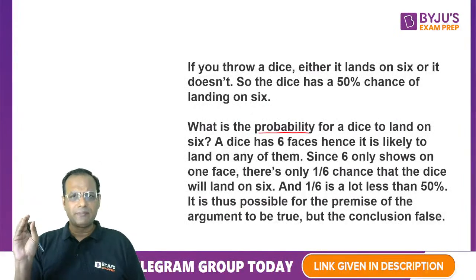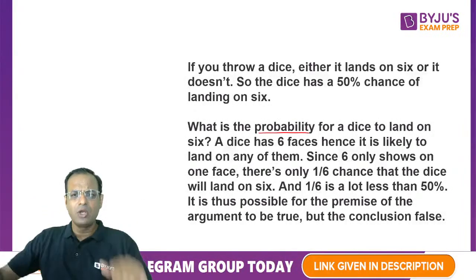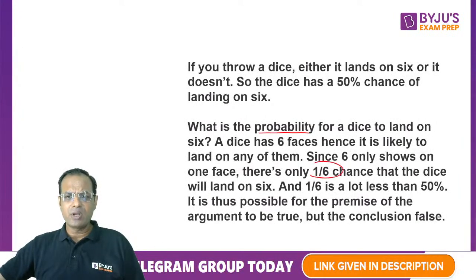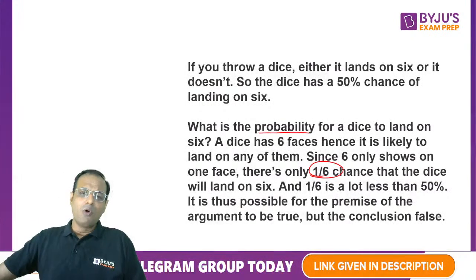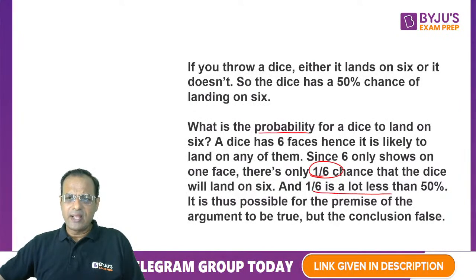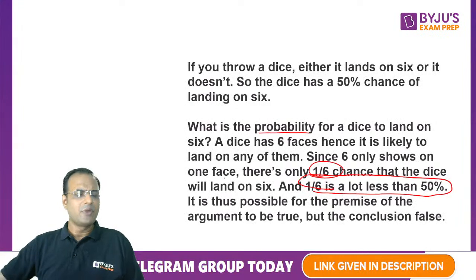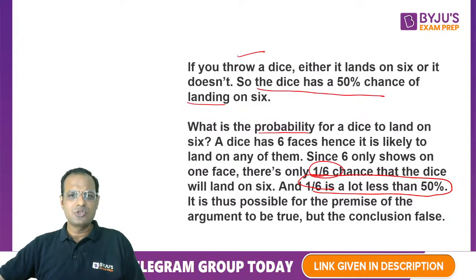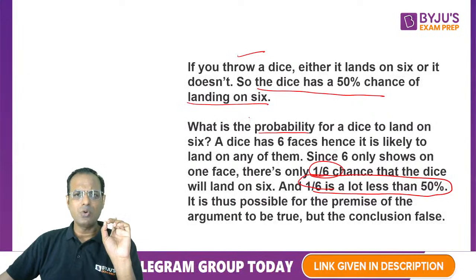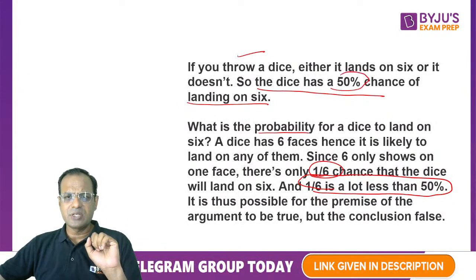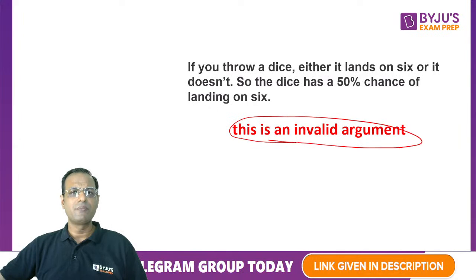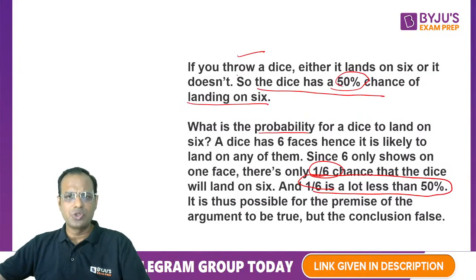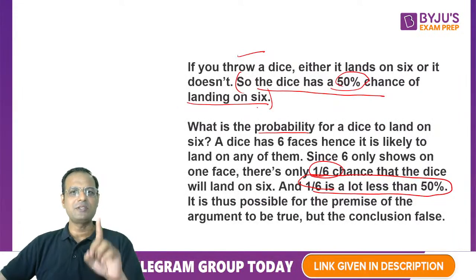एक डाइस का 6 फेस होता है, right? वो किसी भी पर लैंड कर सकता है, right? So every time you throw a dice, there is 1/6 chance that the dice will land on 6 or not. And 1/6 is always less than 50%, which means although the premise is true, the conclusion that we are drawing is not making any sense. Yes or no? So can I say the dice has 50% chance of landing on 6? Well, you know the answer. It is an invalid argument. So this argument is not strong, but it is a weak argument.